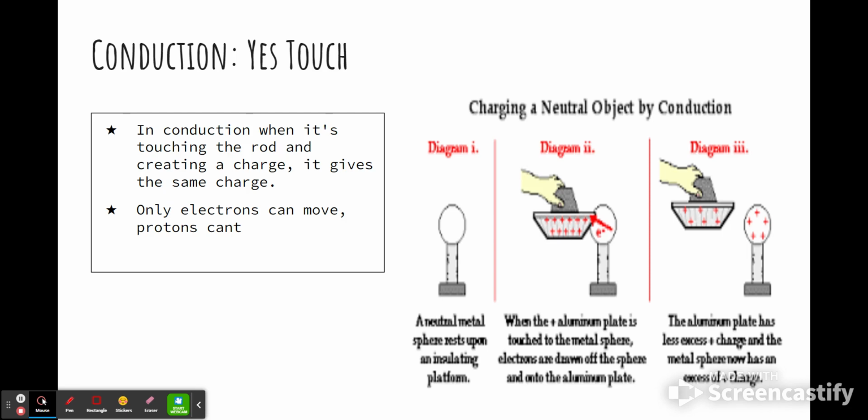Conduction means they're allowed to touch. As you can see, conduction is charging while touching the charged rod. In conduction, it creates the same type of charge that the rod has. Meaning, if a positively charged rod touches the object, it'll give a positive charge to the object.